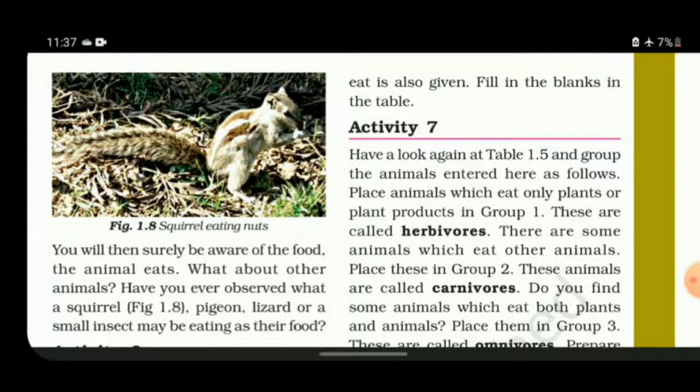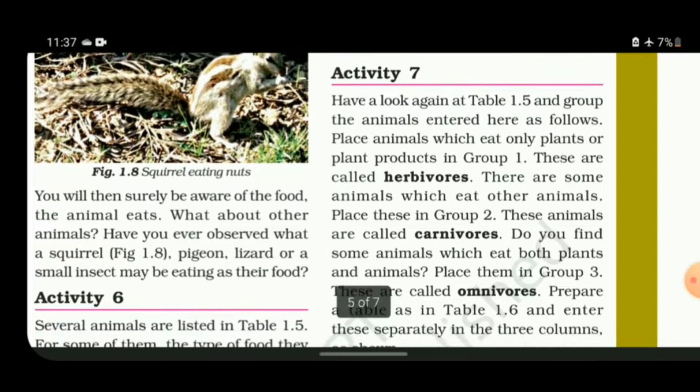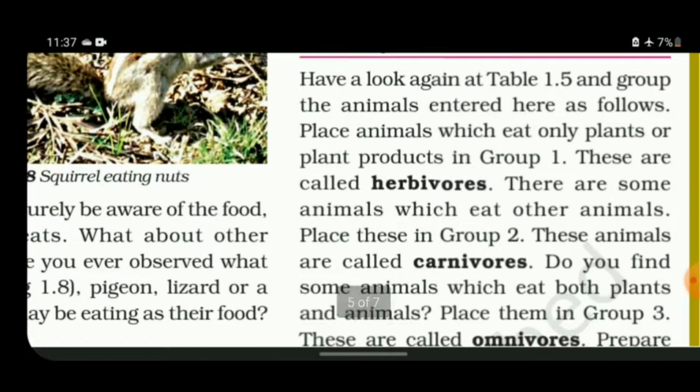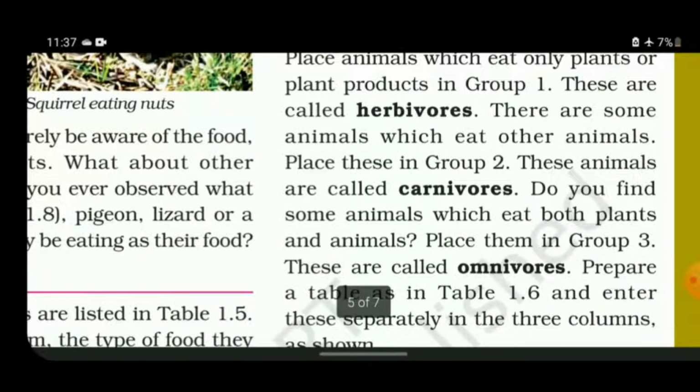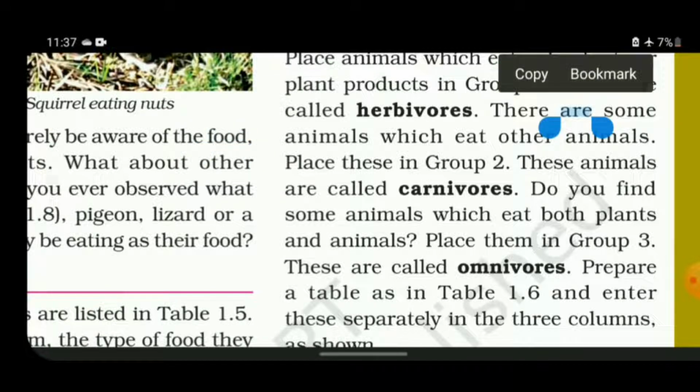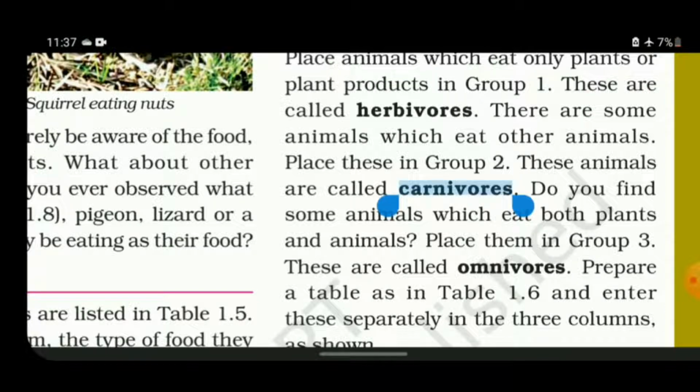Activity 7. Have a look again at Table 1.5 and group the animals entered here as follows. Place animals which eat only plants or plant products in Group 1. These are called herbivores. There are some animals which eat other animals. Place these in Group 2. These animals are called carnivores.